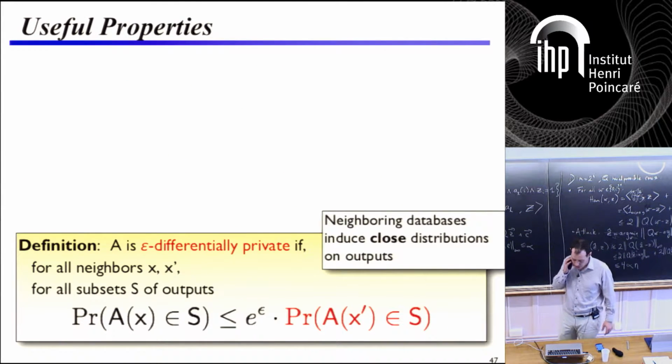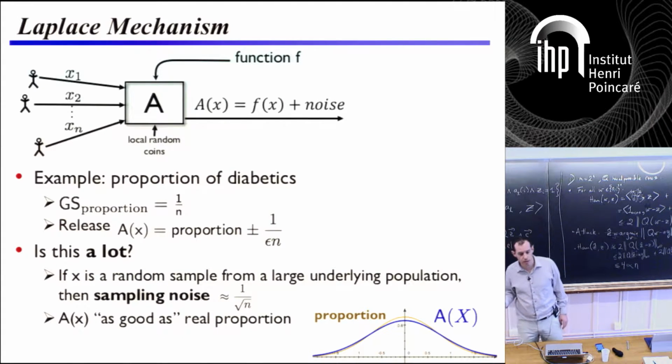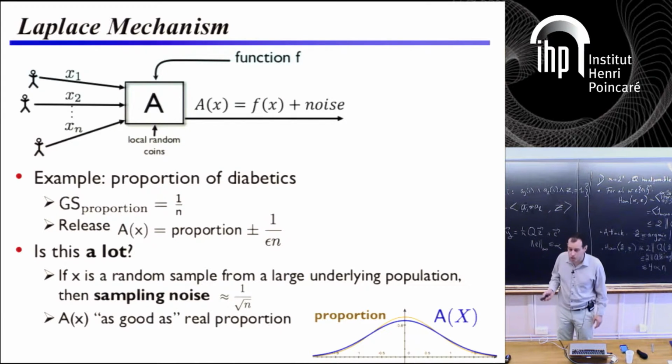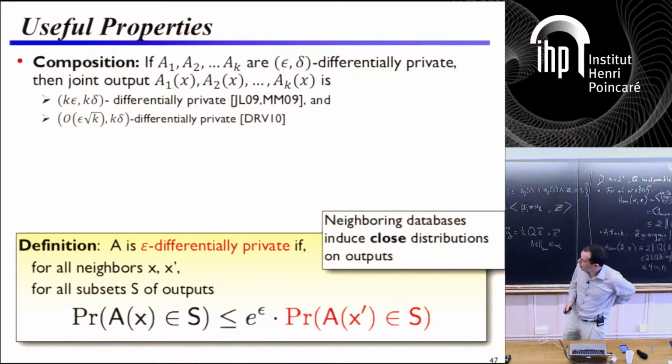Okay, so that was an example. It's our first example, and we'll come back to it a few times. But sorry, the Laplace noise example. But let's just try to discuss the definition a little longer now, and then we'll come back to more algorithms that satisfy it. So, useful properties.